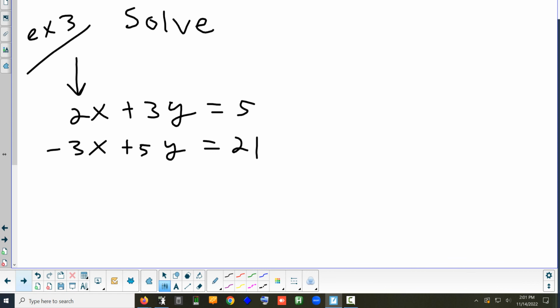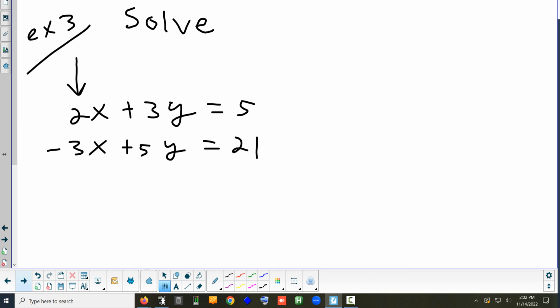So we need to make these numbers opposites. Well, one of them is a 2, and the other one is a negative 3. Can anybody think what number we want to shoot for here? Like we'll have one here and the opposite of that here. Yeah, you multiply the top by 3 and the bottom by 2.